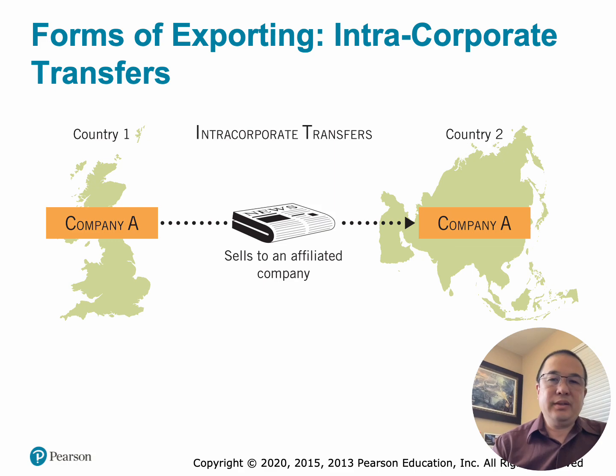This explains intra-corporate transfers, a common form of exporting used by multinational corporations or MNCs. So what is happening? Company A in country 1 manufactures or develops a product. Instead of selling to an independent foreign customer, it transfers or sells the product to its own affiliated company in country 2. The affiliate in country 2 then distributes, markets, or sells the product in the local market.